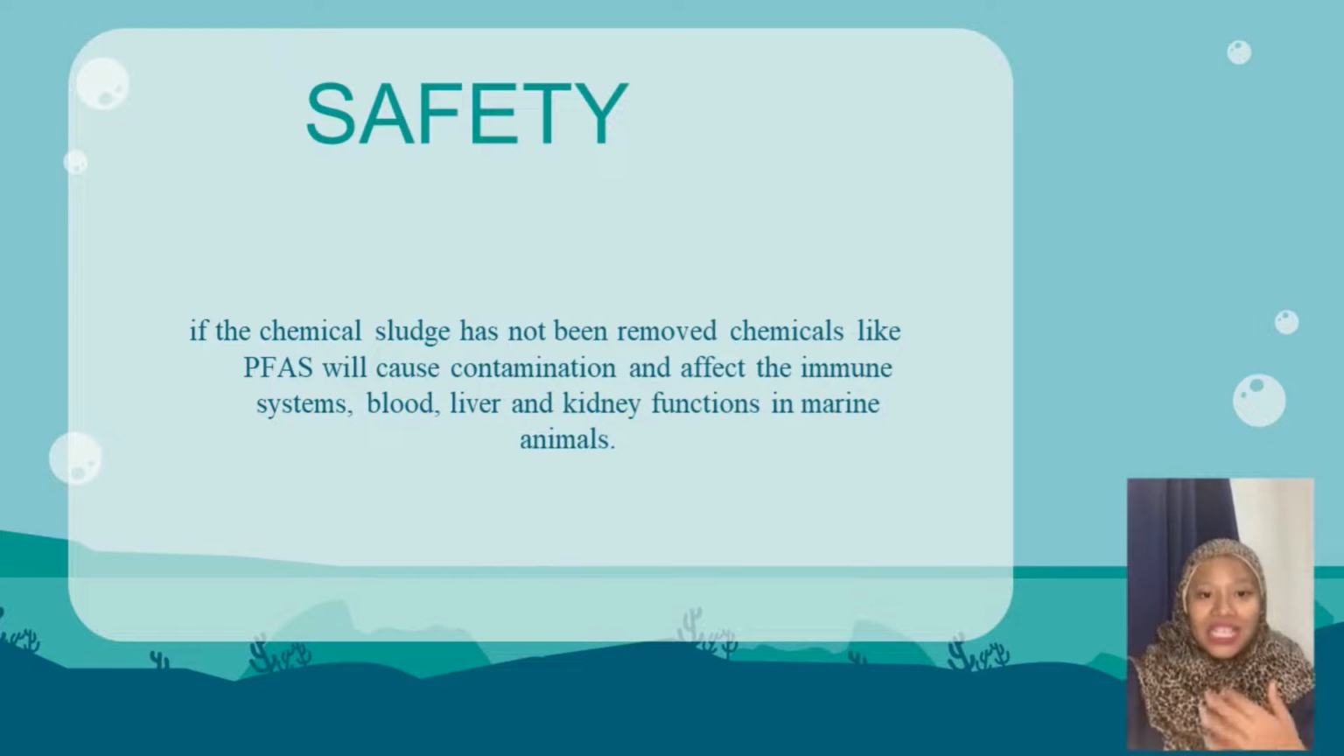In terms of safety, it would affect the marine wildlife if the chemical sludge has not been removed. Chemicals like PFAS will cause contamination and affect the immune system, blood, liver, and kidney function in the marine animals.